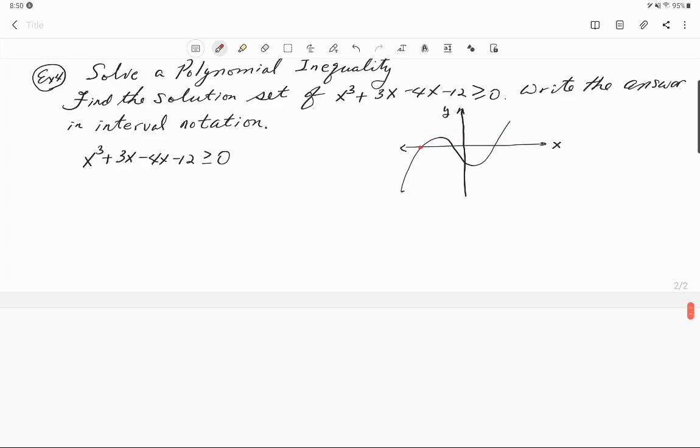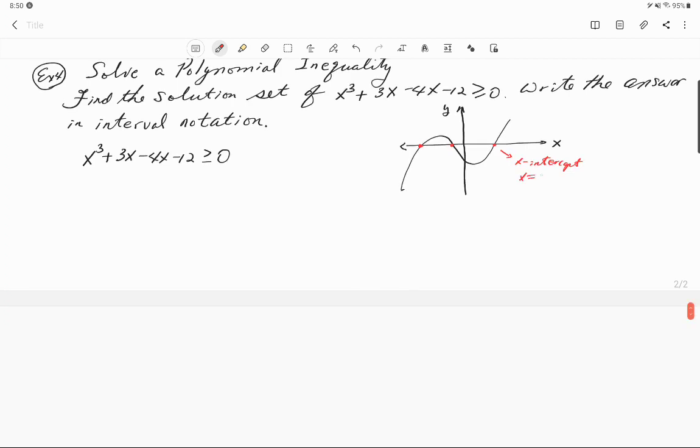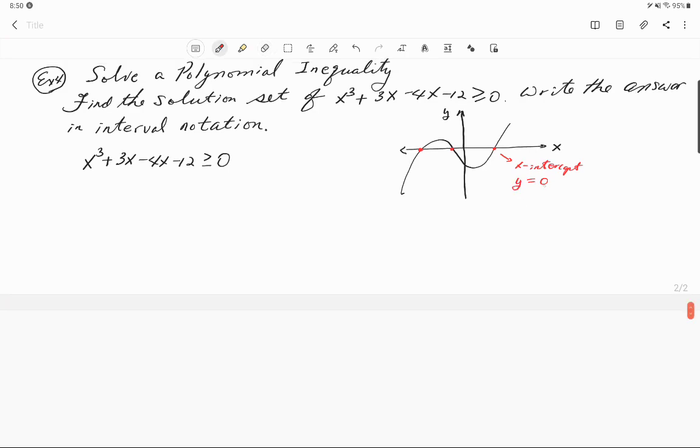Then this graph crosses the x-axis, and we call these points x-intercepts. Based on these x-intercepts, the graph is either positive or negative. The x-intercept indicates that the y value is equal to 0. I'm sorry, the y value equals 0. The y coordinate of each point is 0.